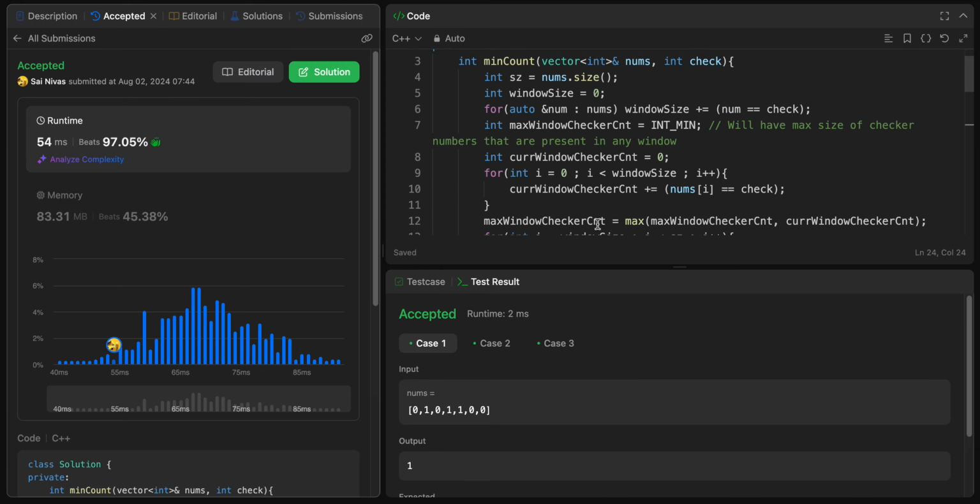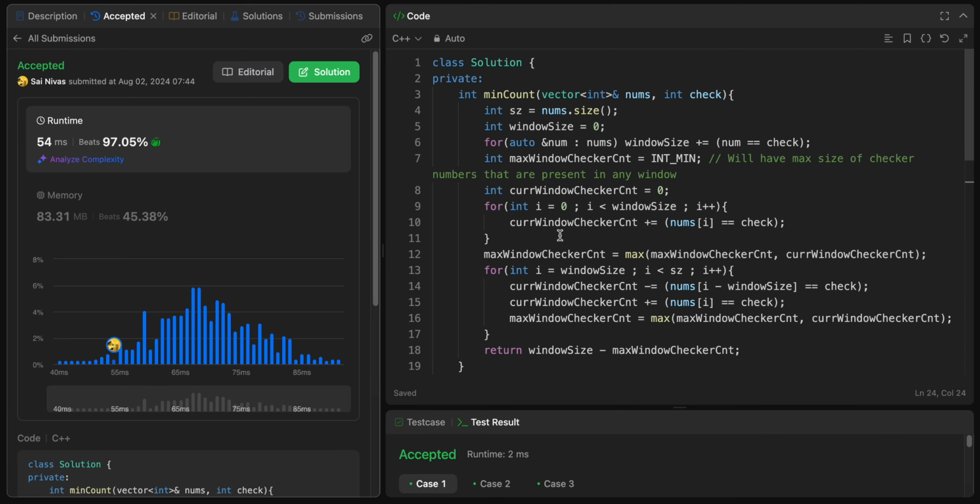Earlier it was almost 80, but now it's coming to be 97. So I'm pretty sure you might have got this intuition. The variables are also named so that everyone could understand them.